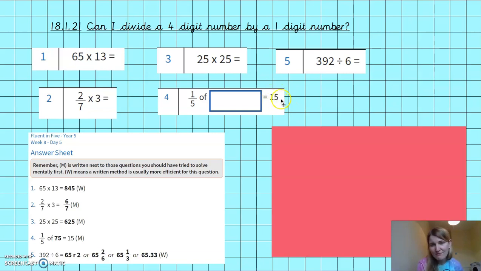I would then use the inverse and go, okay, well, if 1/5 of it is 15, that means if I divide something by 5, I get 15. So the opposite, 15 times 5 would equal 75. And with this one, we multiply the numerator, the denominator stays the same.